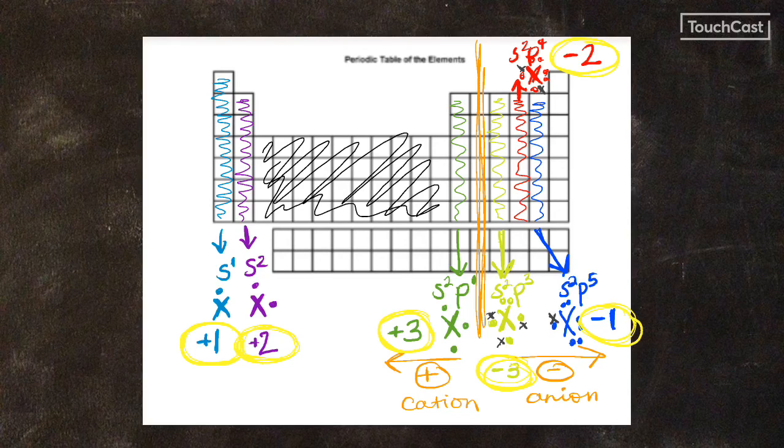Last thing we're going to go over is this lovely column over here, our noble gases. Those noble gases have no charge because every single one of them has a full octet. So my element has 8 valence electrons and so has no interest in giving or getting rid of electrons because it's already completely stable.